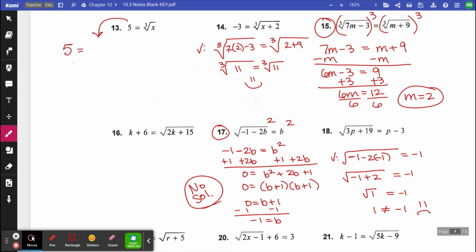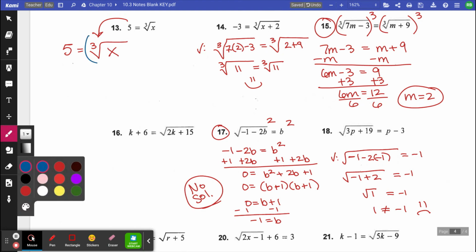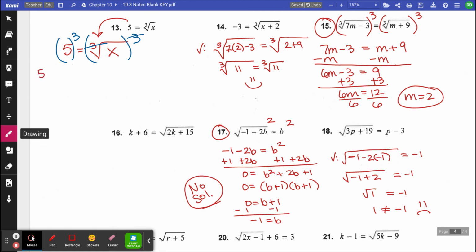We have 5 is equal to the cube root of x. And the reason why I want to do this is just so you understand how to do this in your calculator. So you would cube both sides to get rid of that cube root. So in your calculator, 5 caret 3. So when you do 5 to the third power, you end up getting 125. That is equal to x. And then that would be your answer.